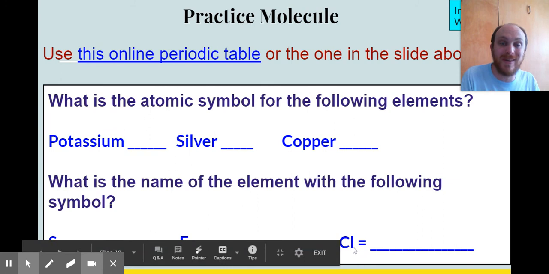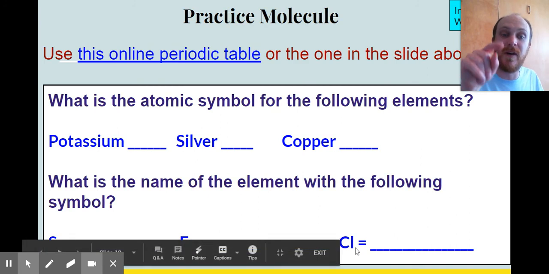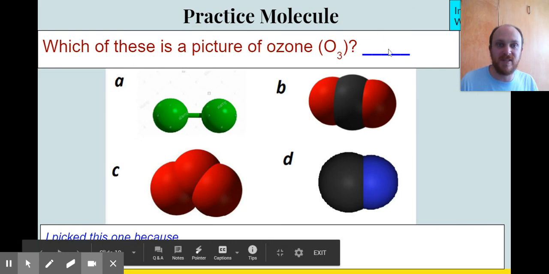Cl. This is a lowercase l. It trips up kids every year, and it will trip you up, I promise. But this is a big C and a little l. Find it. What is the name of that element? Okay, last practice. Which of these is a picture of ozone? O3. Is it A, B, C, or D? Put A, B, C, or D here, and then tell me why you picked that one.